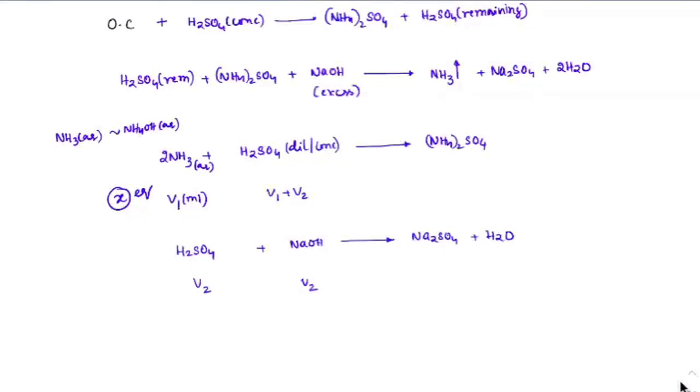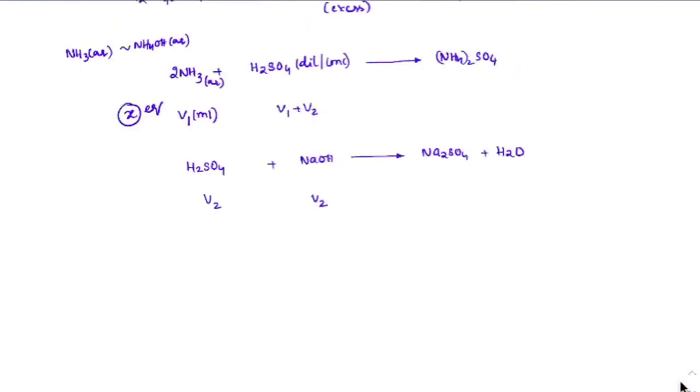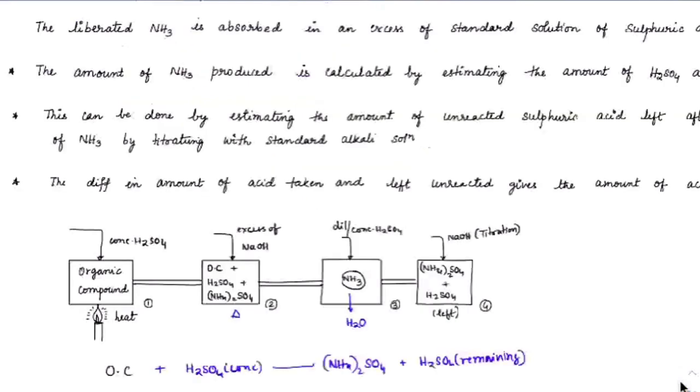Sir, what if the organic amine does not contain nitrogen? Then why do we do this? We won't be doing this experiment then. If we know that there is some amount of nitrogen, only then will we proceed to estimate nitrogen through this method. Okay, sir.